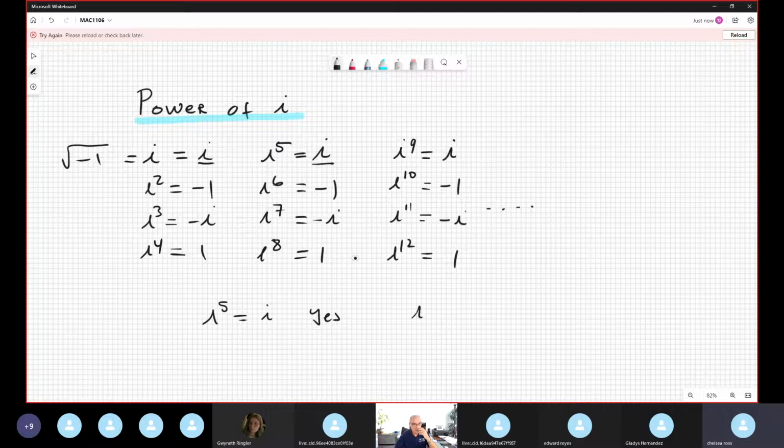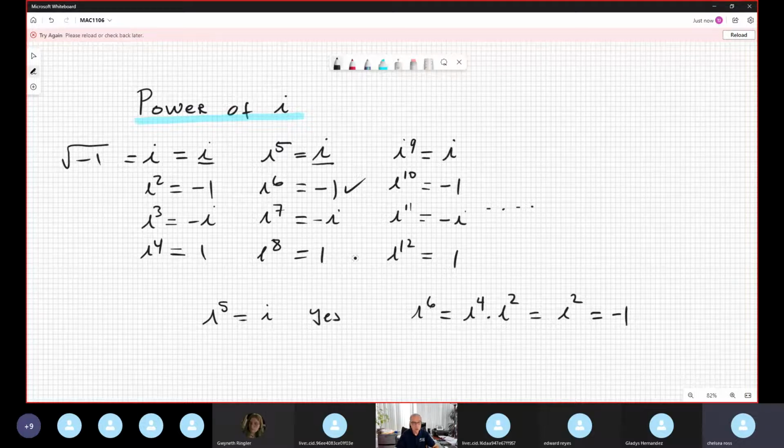Yes. Good question. So i to the 6 power, maybe I can break it down like i to the 4 power and i to the second, because 4 plus 2 is 6, right? i to the 4 is 1. 1 is an invisible multiplier. i to the second is negative 1. Do you see that? Boom.